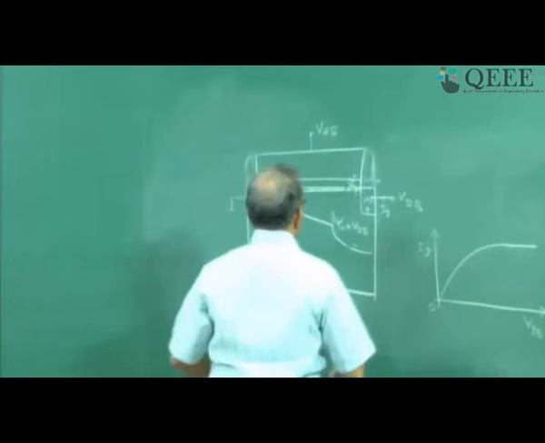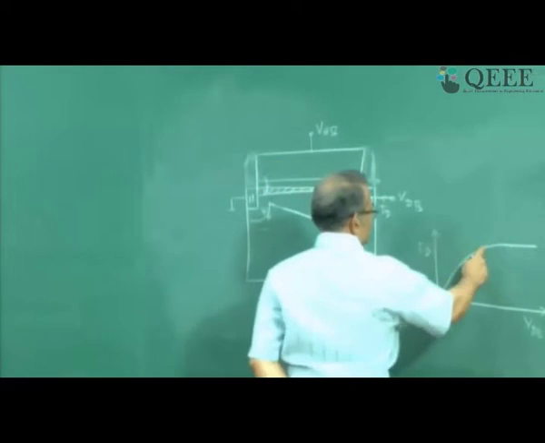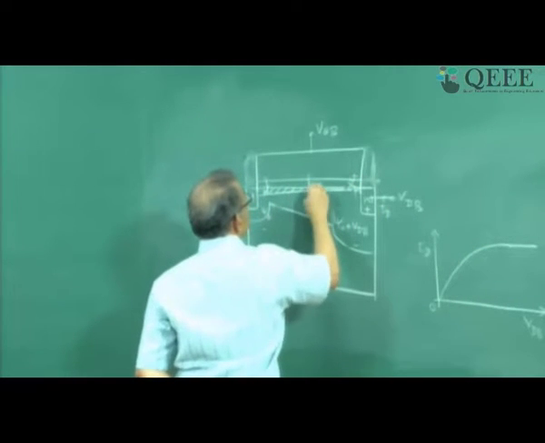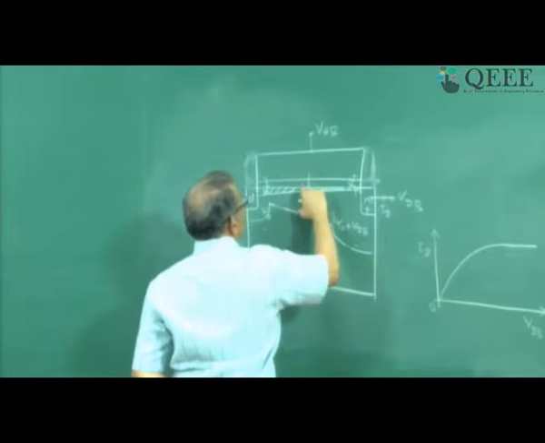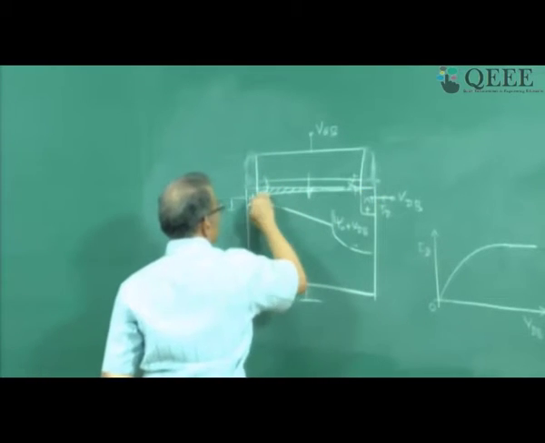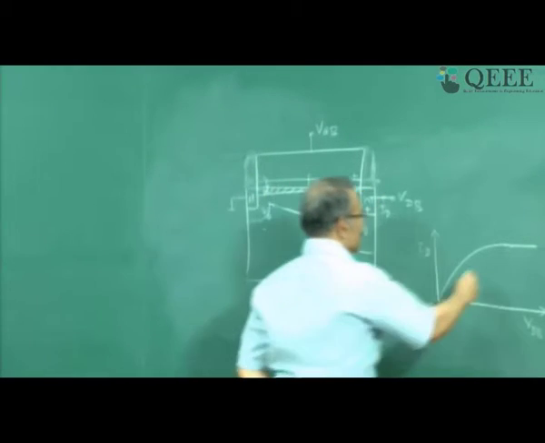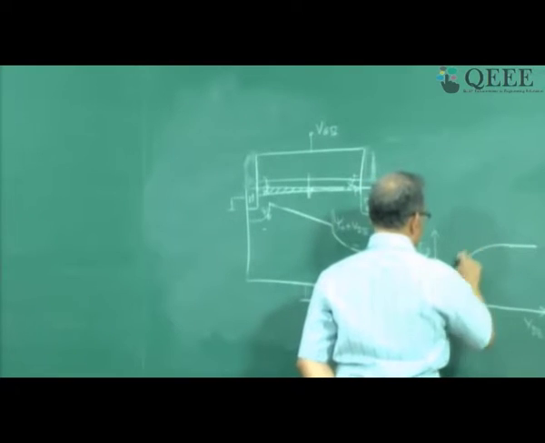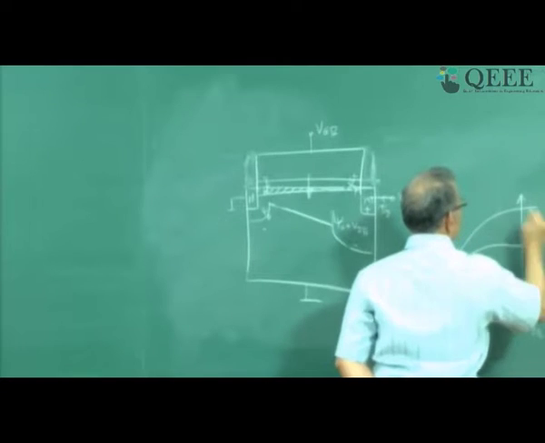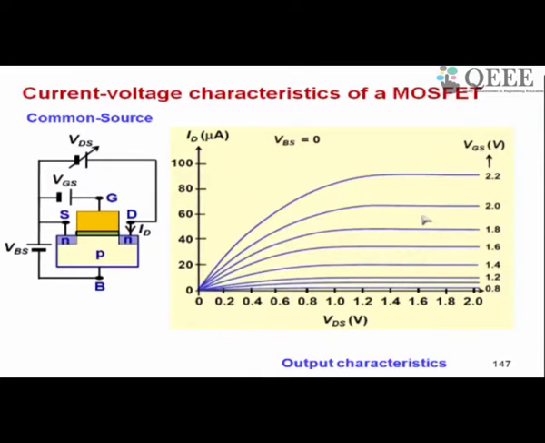So for a given VDB, ID increases with VGB. Now how to increase this current? If I increase VGB further, this field will increase, and therefore the charge here will increase. Inversion charge is also going to increase. The current flowing from drain to source via the inversion charge is also going to increase. So if I plot another curve for increased VGB, it will look like this. This is increasing VGB. So you can explain these characteristics very easily now.